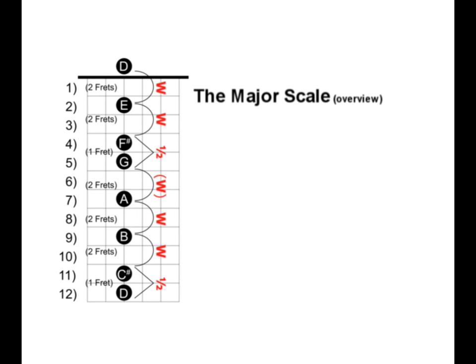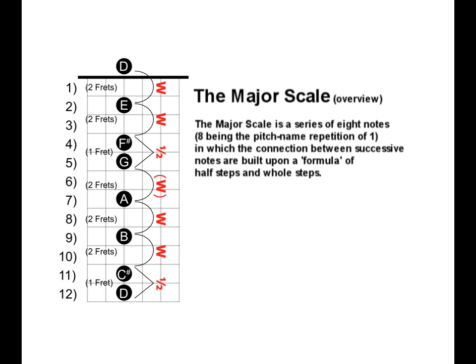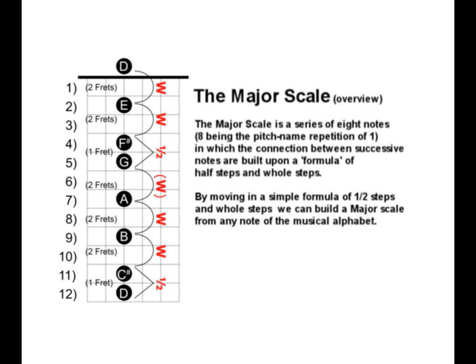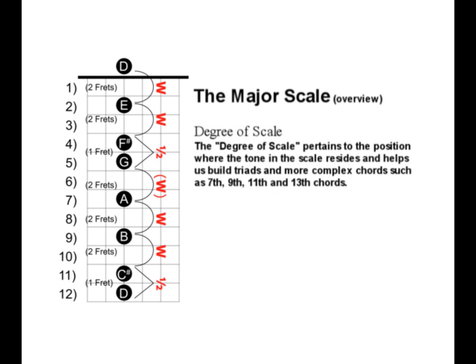The first order of business is to do a brief overview of the major scale itself. Now, the major scale is a series of 8 notes, 8 being the pitch name repetition of 1, in which the connection between successive notes are built upon a formula of half steps and whole steps. By moving in a simple formula of half steps and whole steps, we can build a major scale from any note of the musical alphabet. And of course, a half step equals the movement of 1 fret, and a whole step equals the movement of 2 frets.